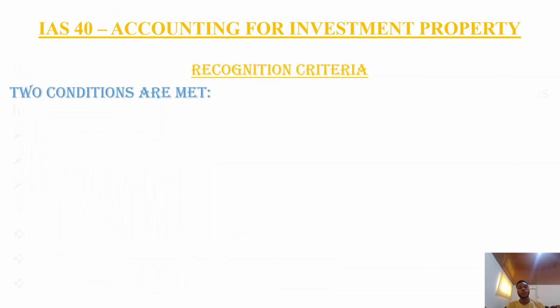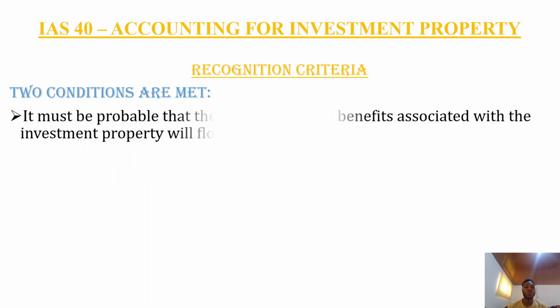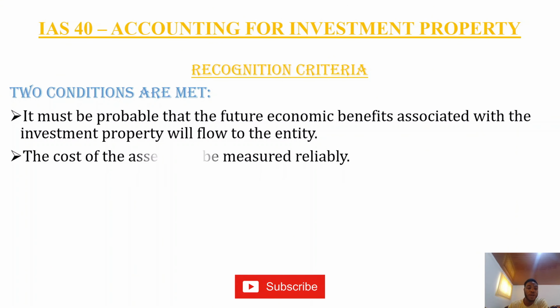So now, when you talk about recognition criteria, we are saying that at what point can you show this investment property in your books? We now understand what investment property is about. So how can we show it in our books? At what point can we show it in our books? There must be two conditions. So what are the two conditions? The two conditions say that, one, it must be probable that the future economic benefits associated with the investment property will flow to the entity.